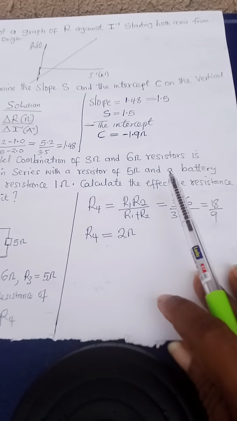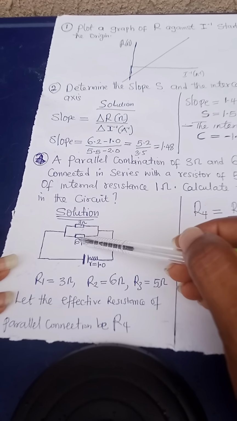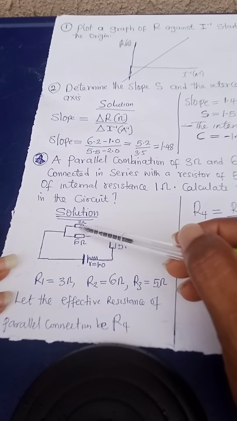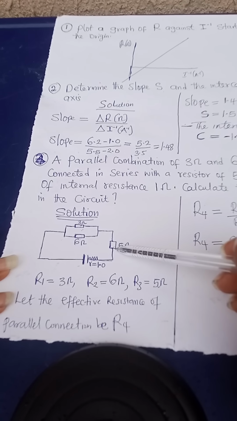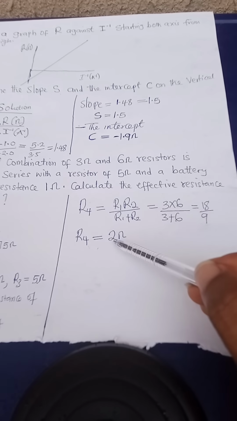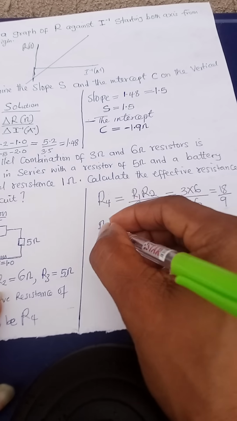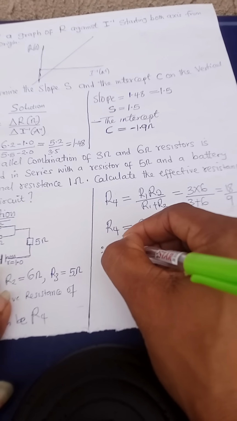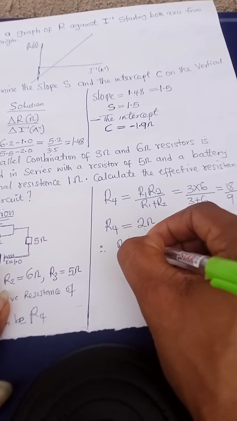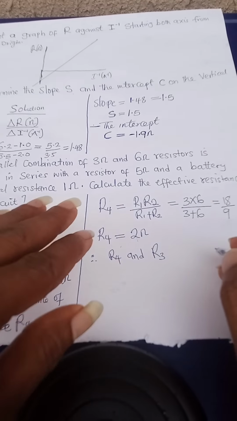This R4 here represents the effective resistance between these two resistors that are in parallel. And after getting the effective resistance, I will connect them in series with these 5 ohms now. That's what I will do next. So I've gotten my R4, which is the effective resistance between R1 and R2. So we can now do the necessary connection. We can say therefore, R4 and R3 are now connected in series.